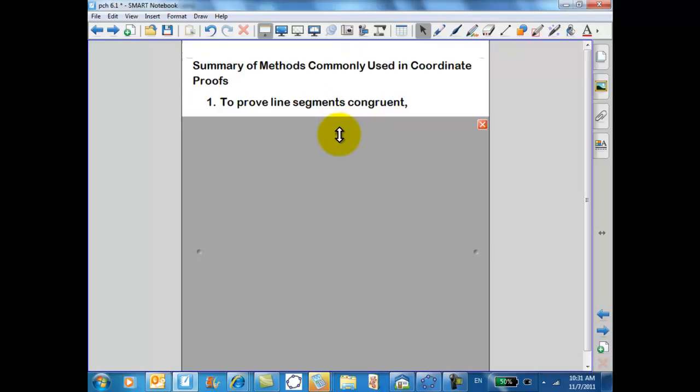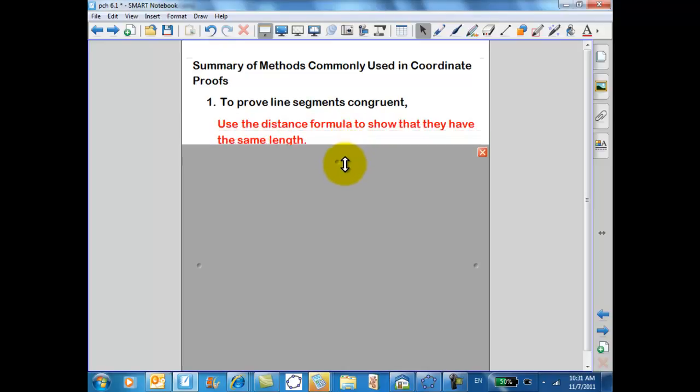Line segments congruent. That was a big part of geometry, wasn't it? Yes. Now distance formula, which is messier, isn't it? Yes. Because you got all that square roots and difference and so forth, distance formula.